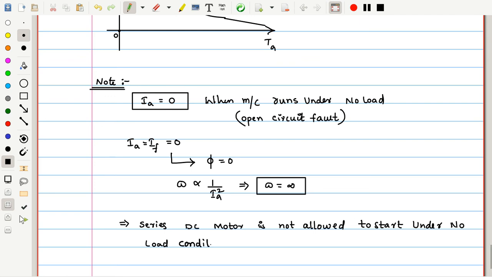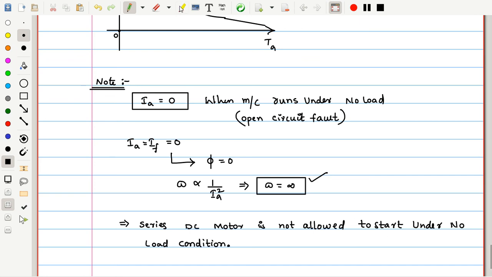That means what we need to do to start the DC series motor is that initially you apply the load first. Before starting it, first connect the load. Once the load is connected, then you try to start the machine, so that the speed does not attain infinitely large, so the machine does not get broken. That is one thing. The other thing is that once the machine is running, you are not allowed to disconnect the load also. So the load must be there on the machine always, not only during starting.